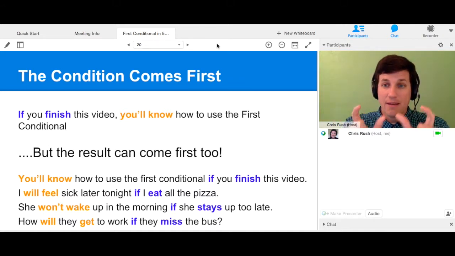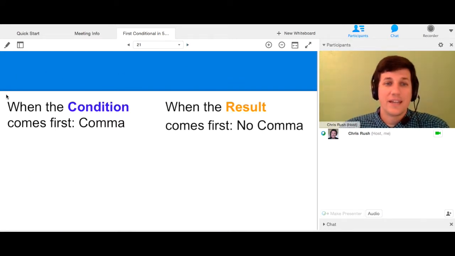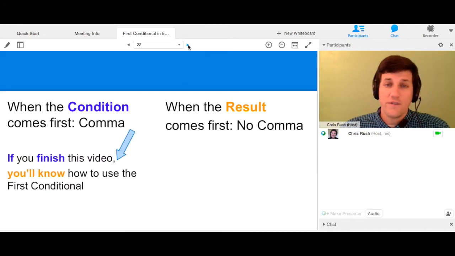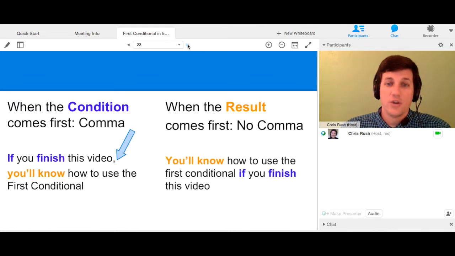We have the same two clauses, we're just changing the order, and the meaning of the sentence is exactly the same. The only thing we have to think about when we put the result first is the comma. So when the condition comes first, we have a comma. If you finish this video, comma, you'll know how to use the first conditional. However, when the result comes first, we don't use a comma. You'll know how to use the first conditional if you finish this video, and we can see that there's no comma there.